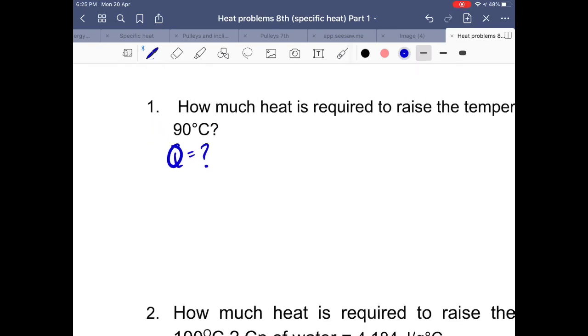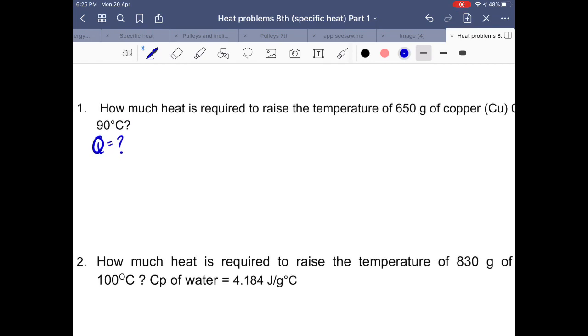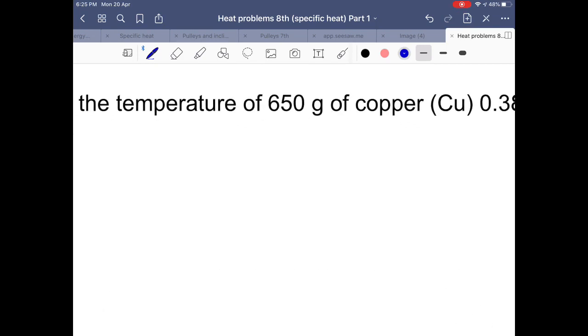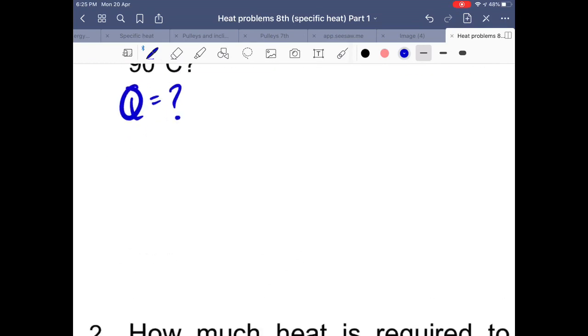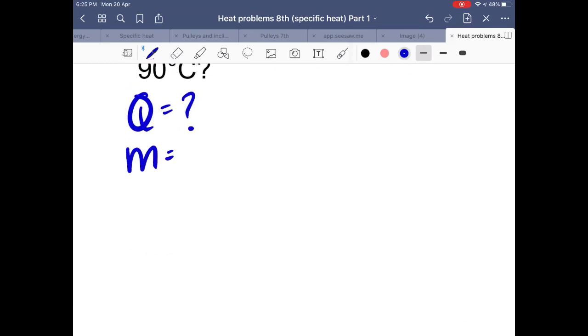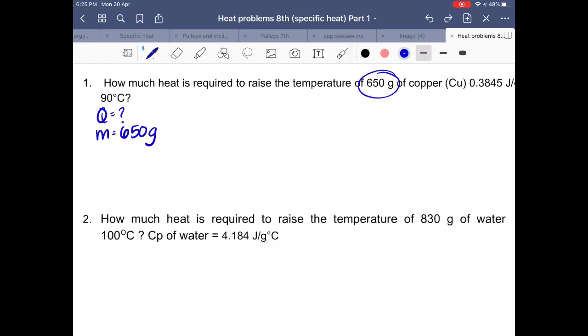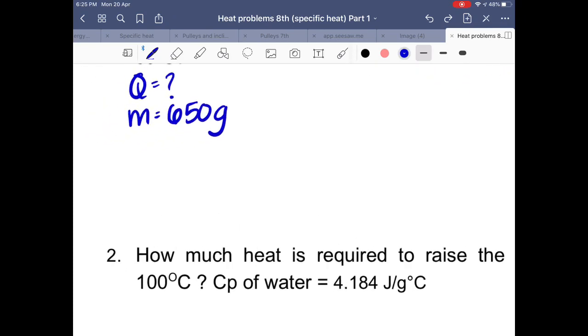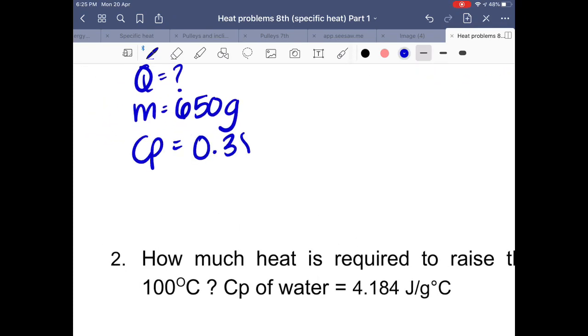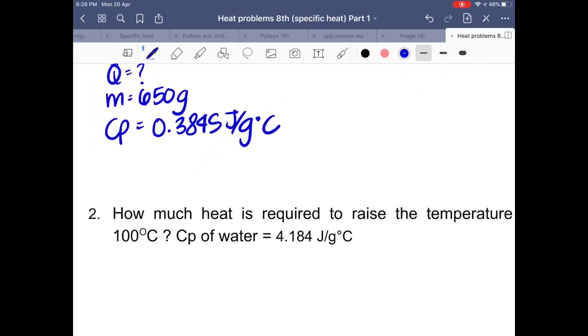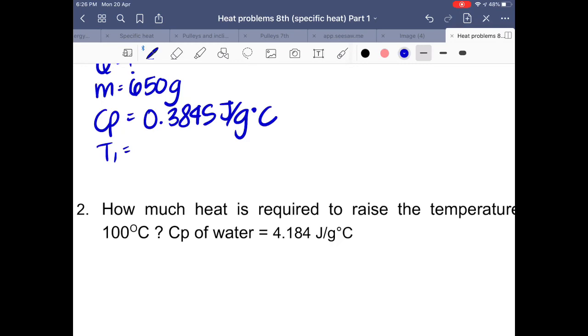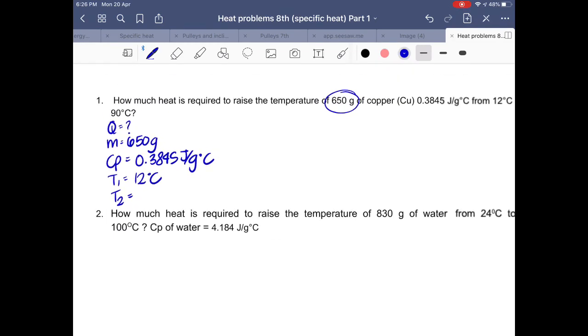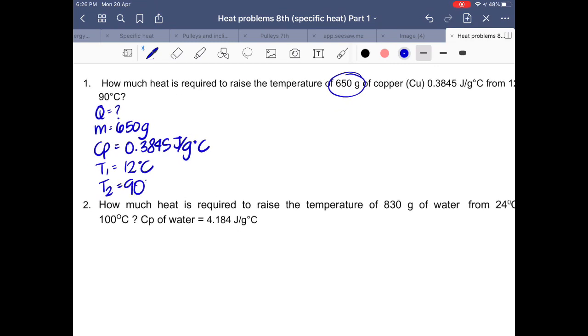Q equals question mark. And then we have to raise the temperature of 650 grams of copper. So we have mass equals 650 grams. We have a specific heat of 0.3845 joules over grams per degree Celsius. And we have two temperatures, temperature 1 and temperature 2. My initial temperature is 12 degrees Celsius and my final temperature is 90 degrees Celsius.